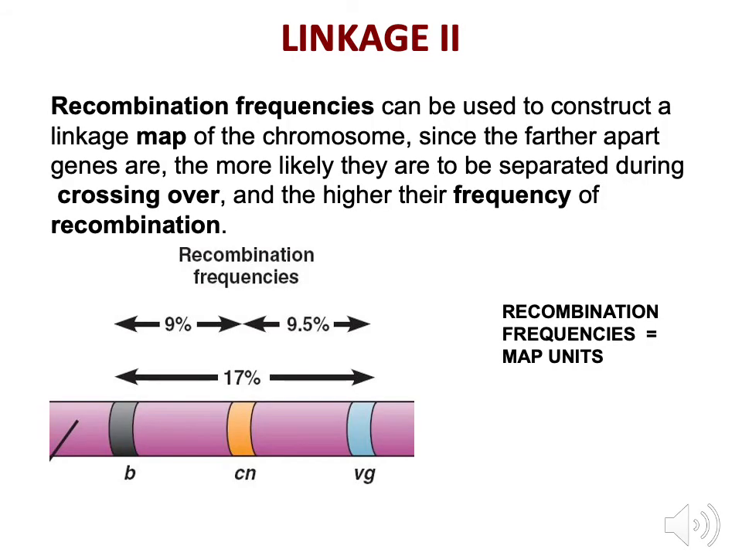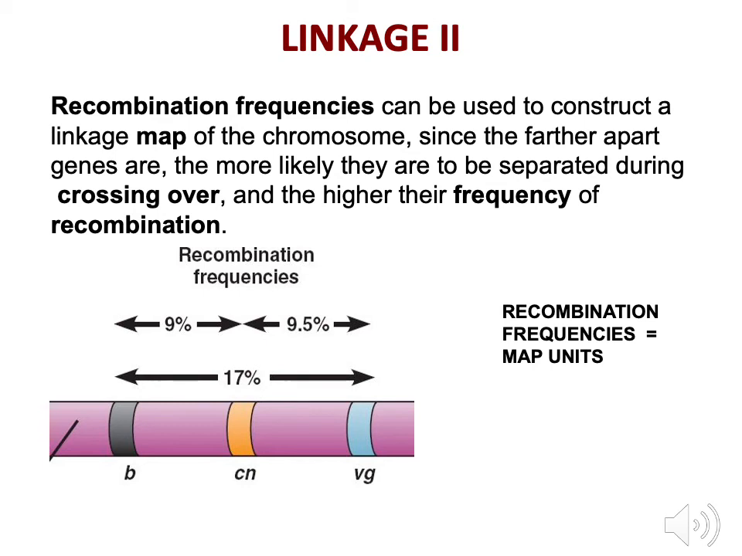This slide, shamelessly stolen from a website, basically reinforces what I was just saying. Recombination frequencies can be used to construct a linkage map of the chromosome. Remember, recombination frequencies are the probability that two alleles might be separated, since the farther apart genes are, the more likely they are to be separated during crossing over, and the higher their frequency of recombination. Let's take a look at the illustration.